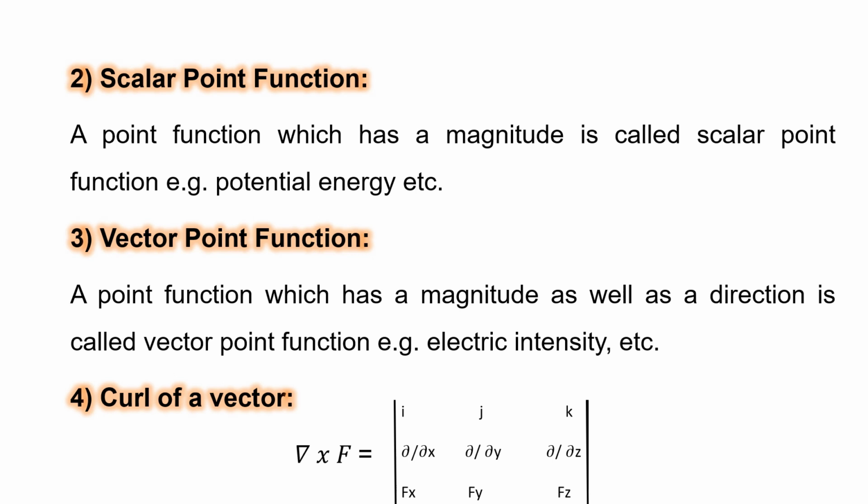Now for the fourth definition, curl of a vector. How can we take the curl of a vector? For the curl of a vector, we take a cross product with the del operator, that is del cross F. We write the determinant with i, j, k in the top row, and below, under i cap we write partial over partial x, under j partial over partial y, under k partial over partial z. Then force has three components Fx, Fy and Fz. We substitute here. After placing these values, we can open the determinant.